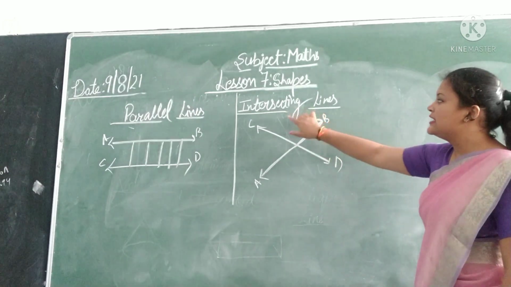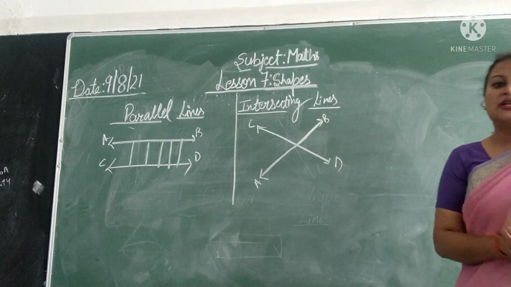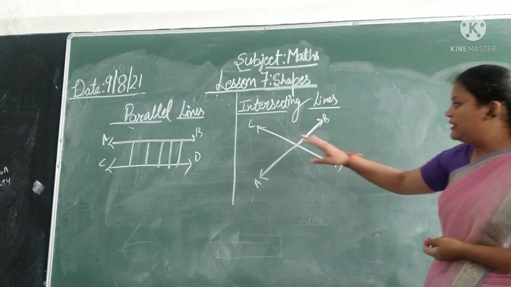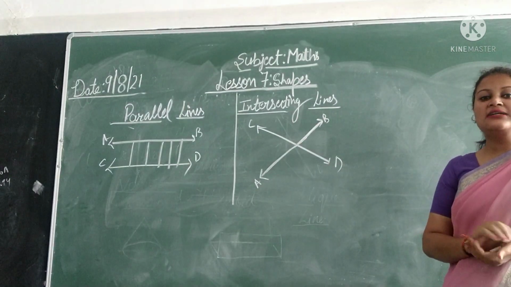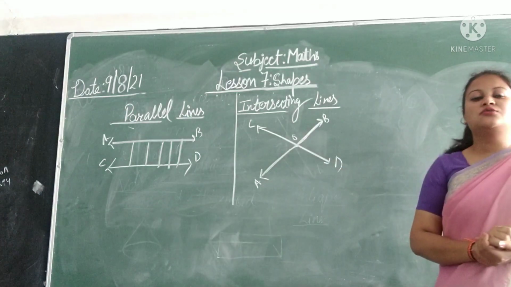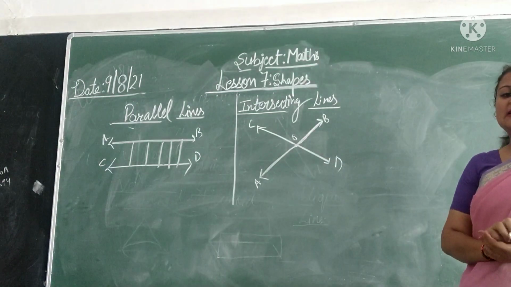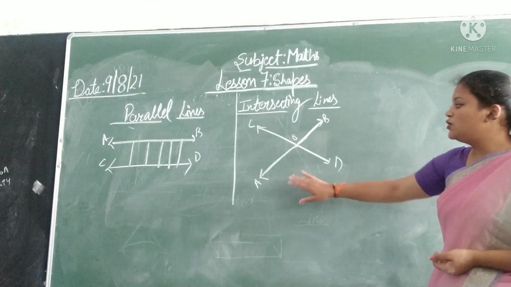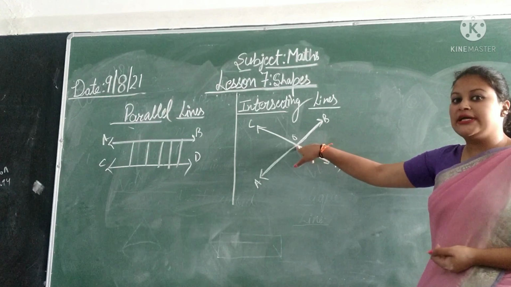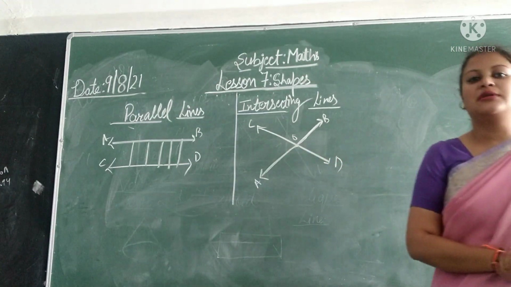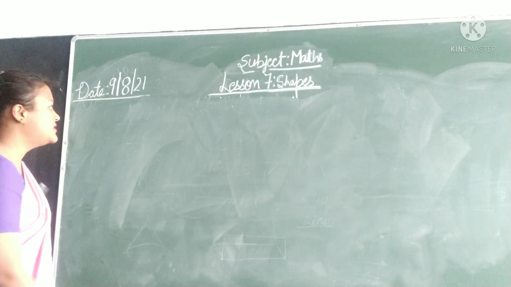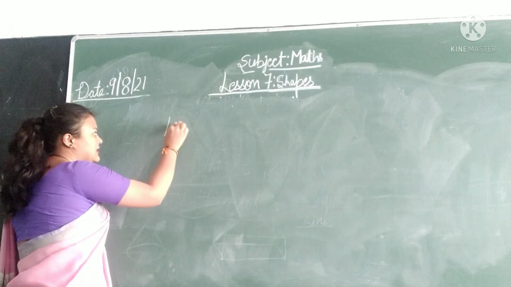Now the next one is intersecting lines. So what is the meaning of intersecting? Intersecting means when the lines are meeting at one point. Okay, so that is known as intersecting lines. So when two lines are meeting each other at a certain point, then those kinds of lines are known as intersecting lines.